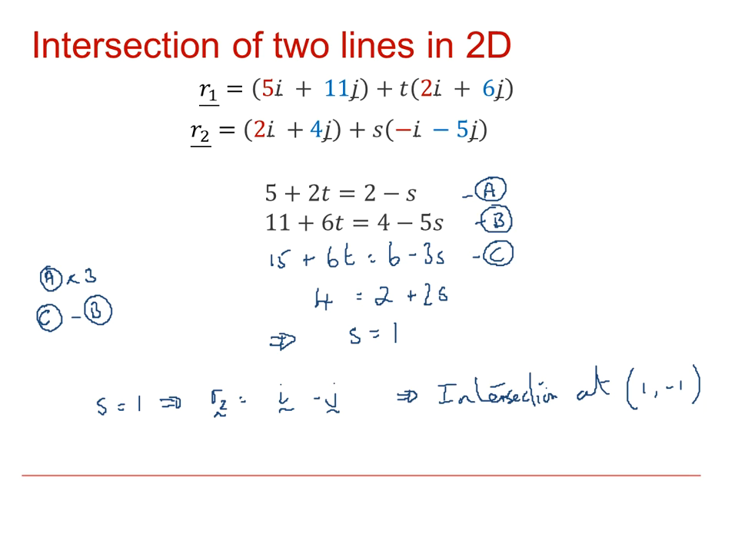Now what we could do is to look at the value of t as well and check that that value substituted into the equation for r1 gives us the same intersection.